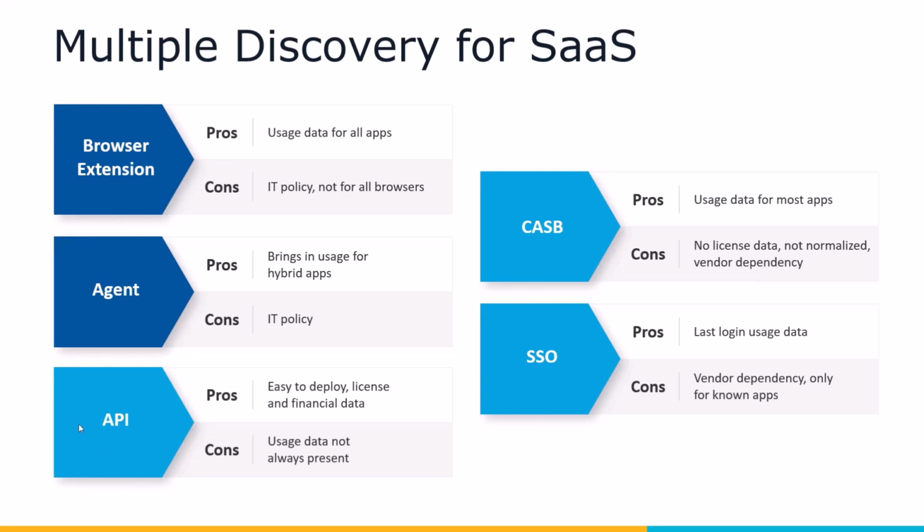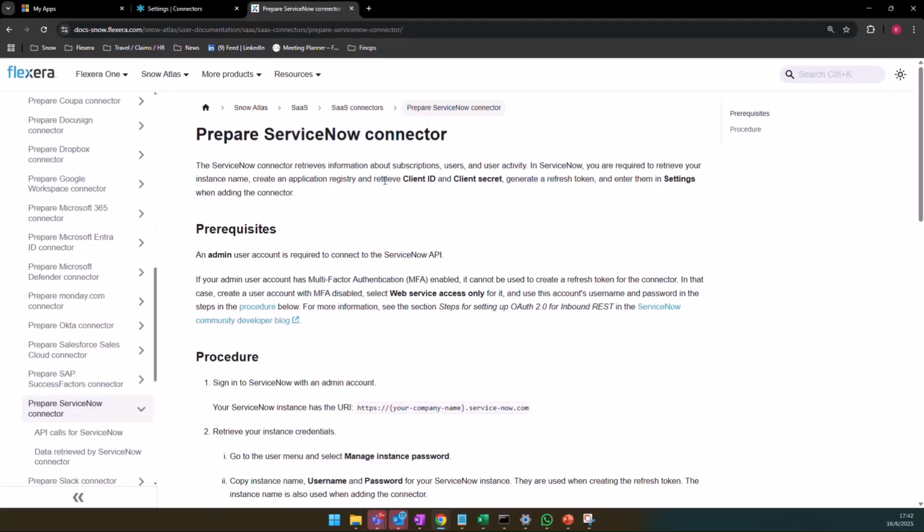Subsequently, we will then connect the API, which will pull in the entitlement data for what you have purchased in terms of subscriptions. To ensure full coverage of your ServiceNow estate, it's important to have both the browser extension as well as the ServiceNow connector configured. The browser extension can be installed using the agent, which will then push out the browser extension automatically to the endpoints. And subsequently, you can also configure the ServiceNow connector.